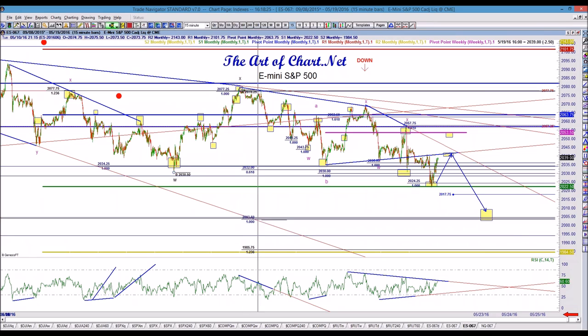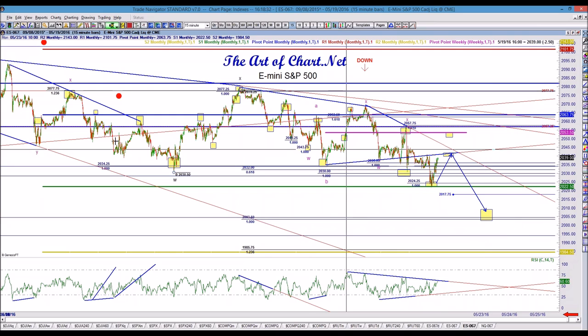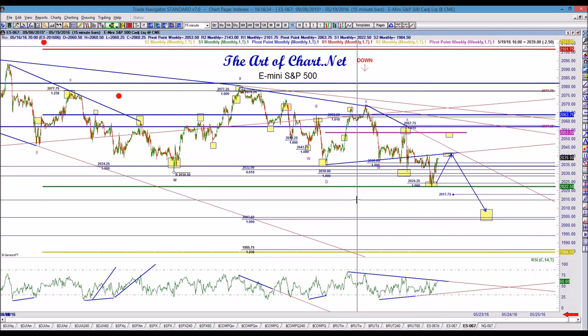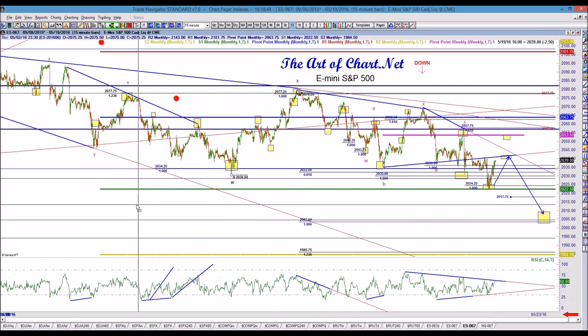You see my next fib here? My next Fibonacci here is 2003, a 100% fib, okay? That's my target of this move, okay? Now, all this is a three-wave move. I think from a pattern perspective, I think, Jack, that would be called, well, first of all, it's a backtest, but there's a channel there.